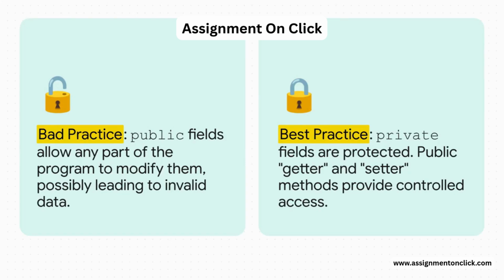And this is how we do it in practice. Making your properties public, that's the bad practice. It's like leaving your car unlocked with the keys in the ignition. Anybody can come along and change anything they want. The best practice is to make those properties private, and then provide public methods, we call them getters and setters, to control access. A setter for the car's color could make sure, for instance, that you can't set the color to an invalid value. It's like a bouncer for your data.